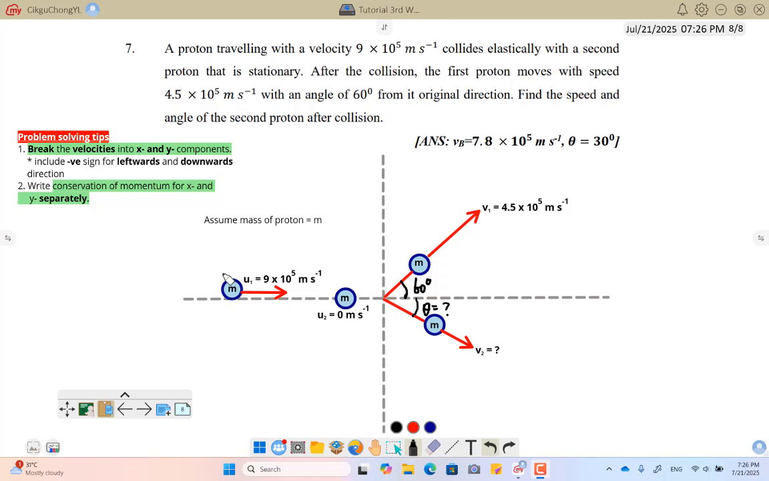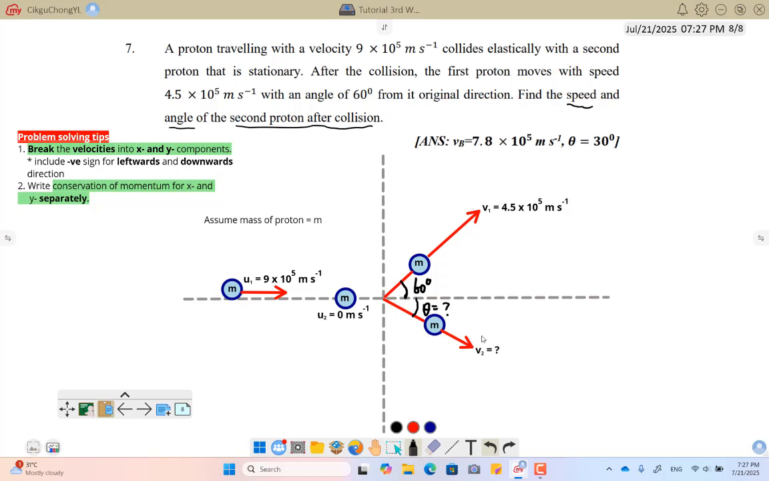So we have a proton traveling with a velocity 9 × 10^5 meters per second collide elastically with a second proton that is stationary. Because the second proton is stationary, the initial velocity for the second proton will be 0 meters per second. After the collision, the first proton moved with a speed of 4.5 × 10^5 meters per second at an angle of 60 degrees from its original direction. Find the speed and the angle for the second proton after collisions.